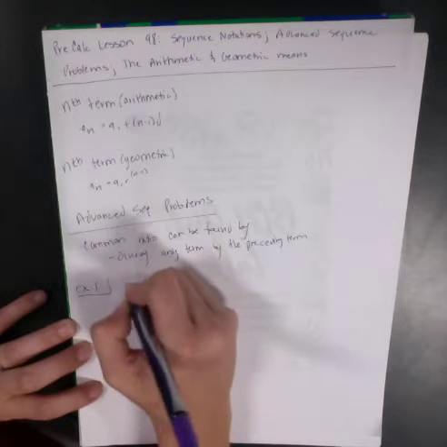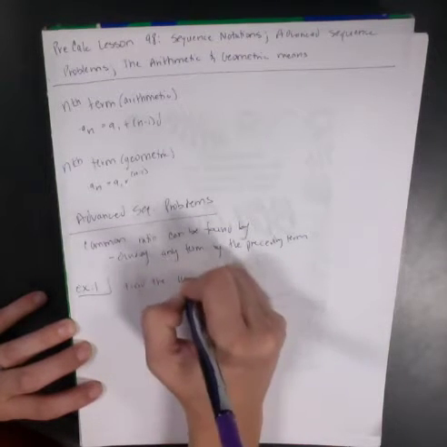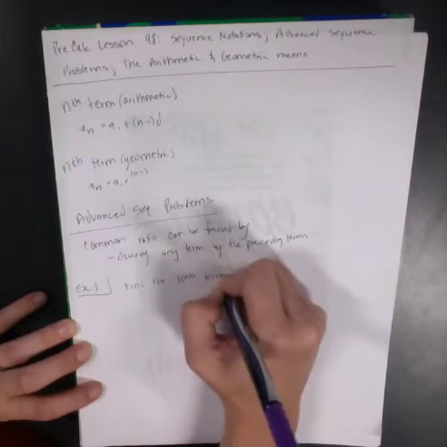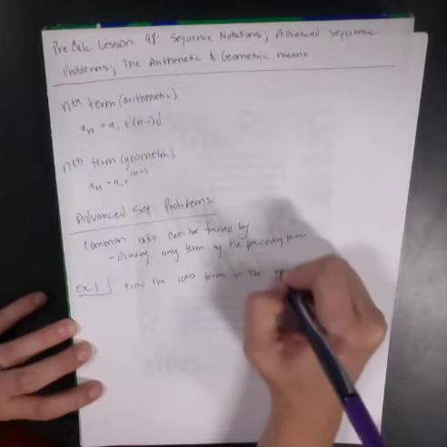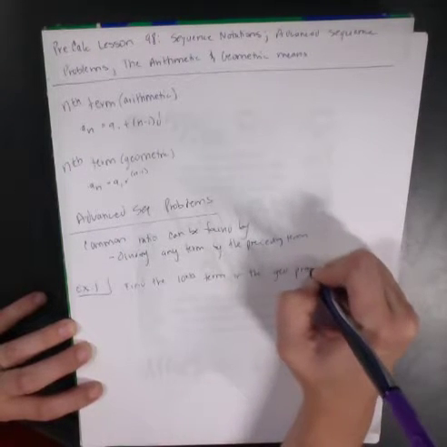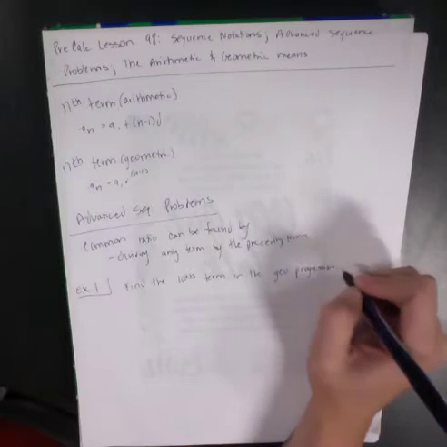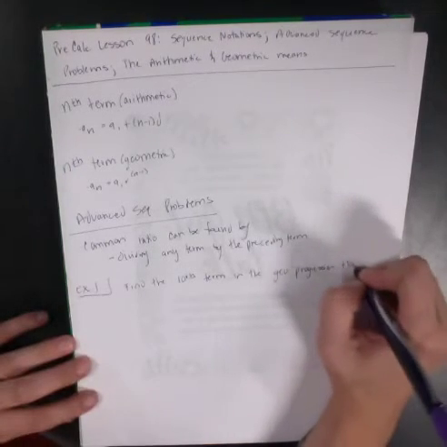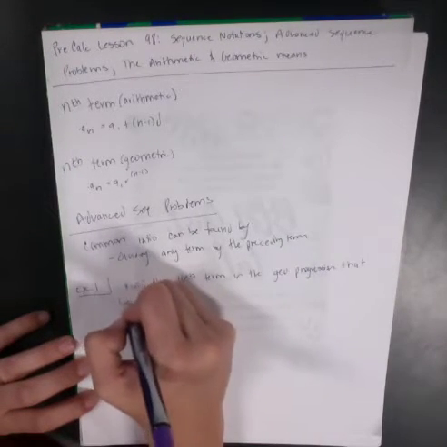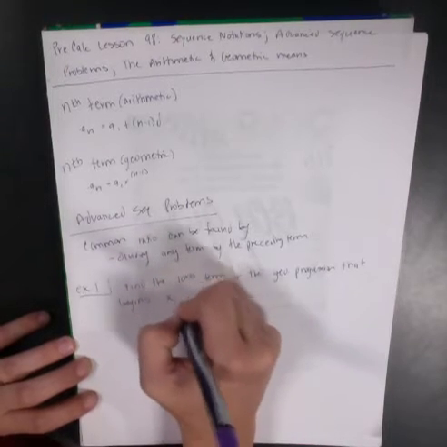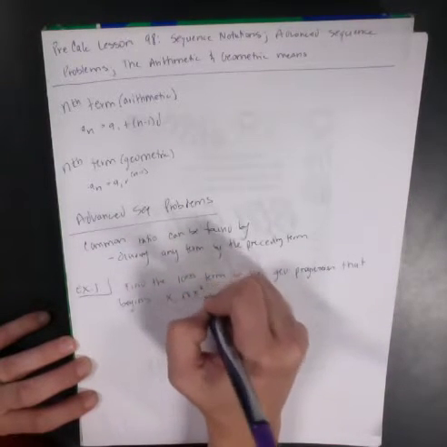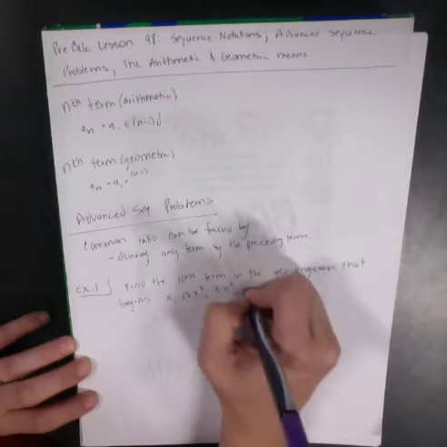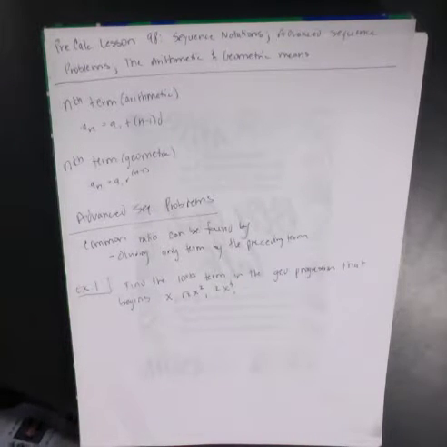If we want to find the 10th term in the geometric progression that begins x, square root of 2 x squared, 2x cubed, and so on. Okay, so these are the first three terms of this geometric progression.